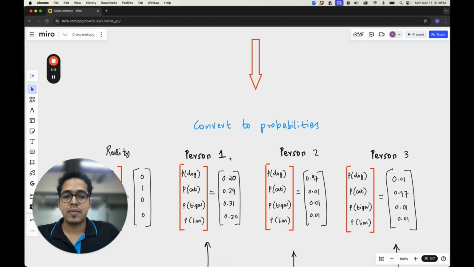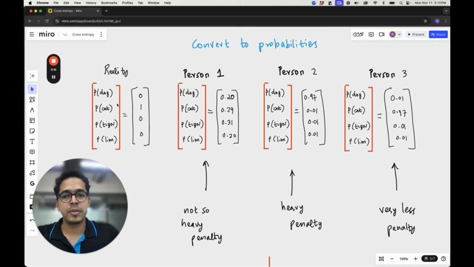So firstly, convert this into probabilities. So numbers between 0 and 1. So the first one, if we write it as a vector, it will be 0, 1, 0, 0, which is the reality. Person 1 is 0.2, 0.29, 0.31, 0.2. And person 2 is 0.97, remaining are 0.01. And person 3 is 0.97 for cat, and remaining is 0.01.